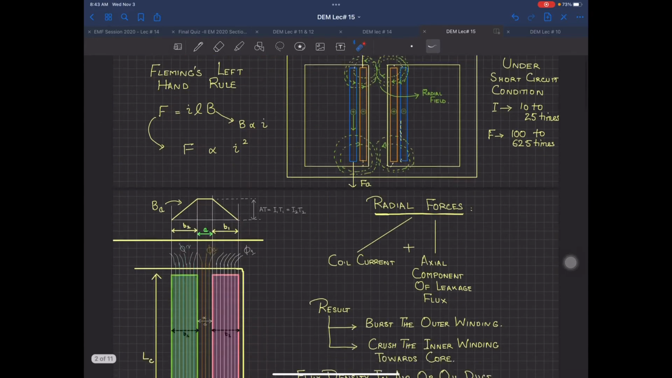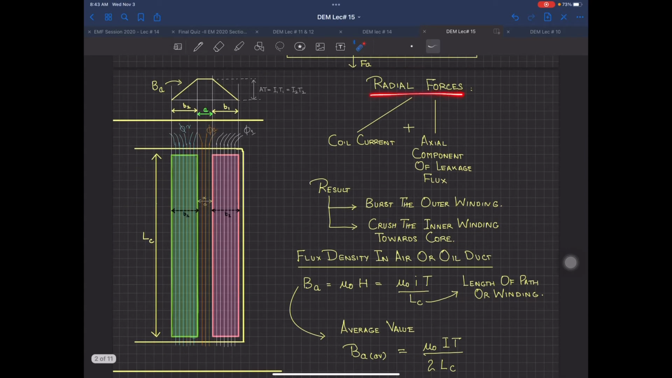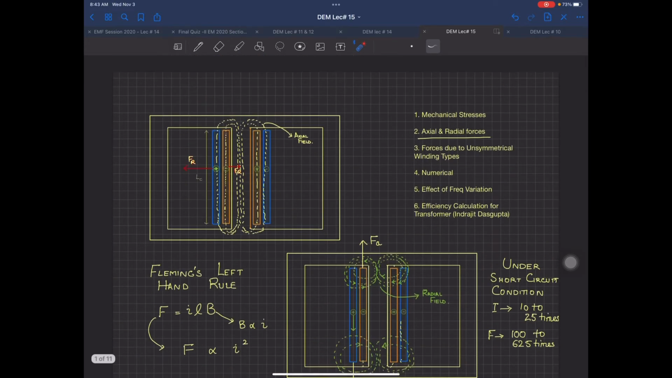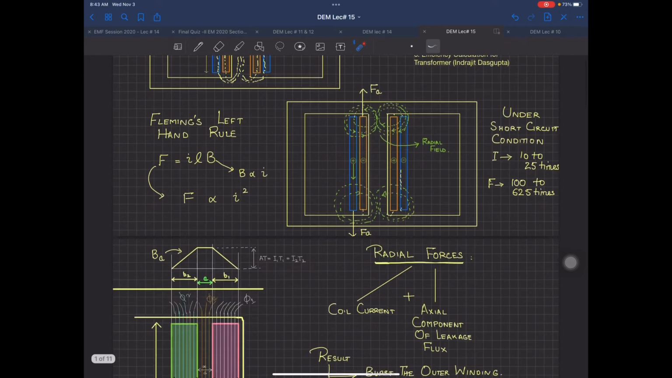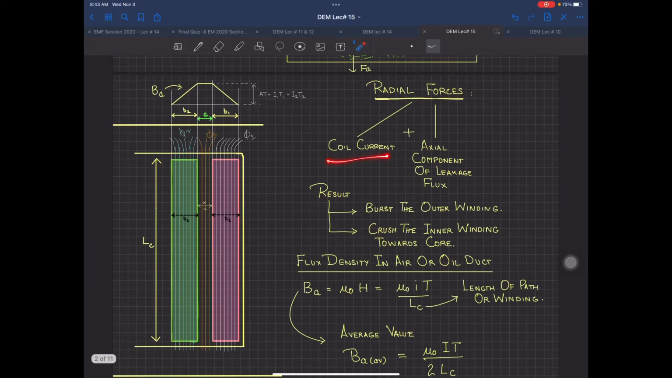Almost, you can say. So now, when I am talking about radial forces, I need a coil current and the axial component of the leakage flux. Leakage flux has two components, which I have just decided: one is axial, the other one is radial. Now, I require coil current and the axial component of the leakage flux. The result is bursting the outer winding and crushing the inner winding towards the core.